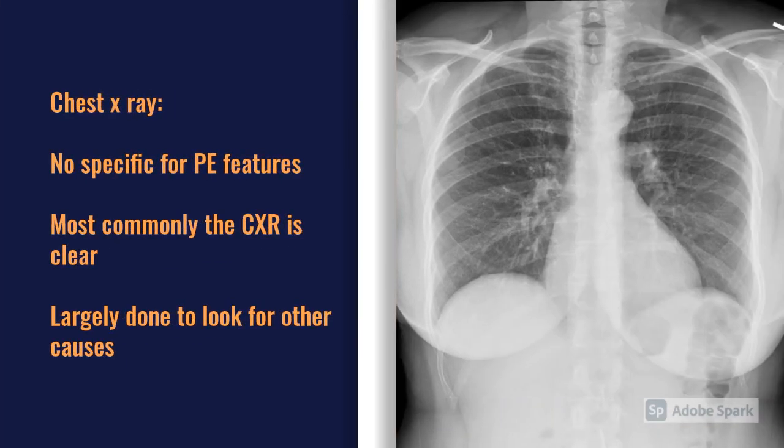Yeah, chest X-ray often won't show anything particular for a PE, but you might sometimes see a bit of collapse if it's a large PE. But the chest X-ray more often than not is clear, and actually you're largely doing the chest X-ray to look for other causes. So if there's a big pneumonia there or a pneumothorax, which could give these equally sort of pleuritic type chest pains, could cause a bit of hypoxia as well. So you're largely doing a chest X-ray to look for other causes rather than to look for a PE.